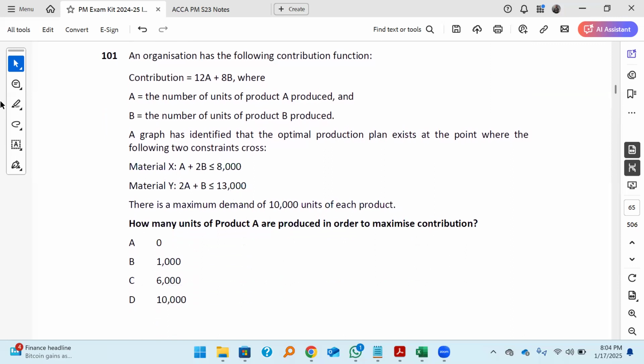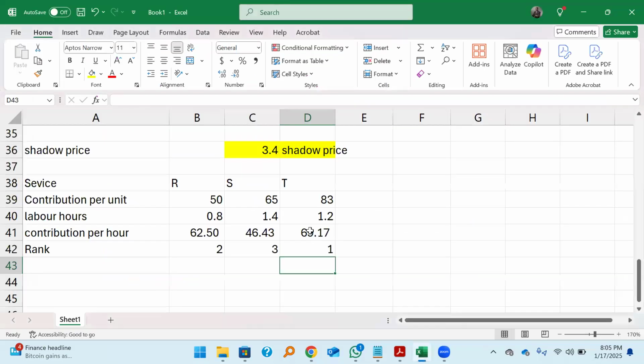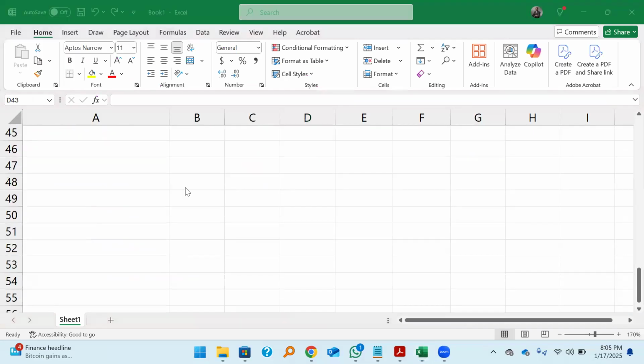So another question here, which looks like what we solved before. They have given us contribution, and they have given us a graph which shows that where those two lines cross, that's where we are going to have our optimum production plan. And basically what we are doing is to solve this again, and we are looking for A. So let us go solve it. As I said, once you have the calculator, you can solve it, no problem. We shall look at how that is done. But for now, let us solve it the mechanical way.